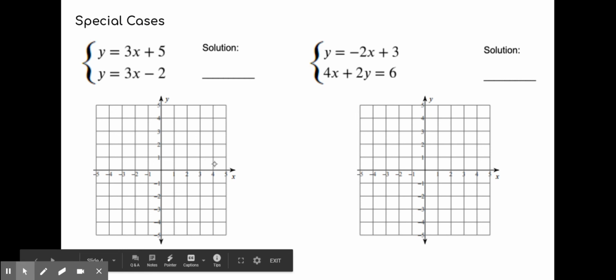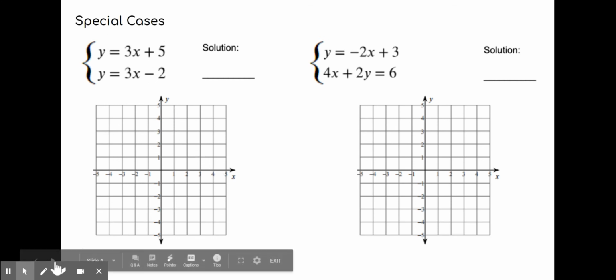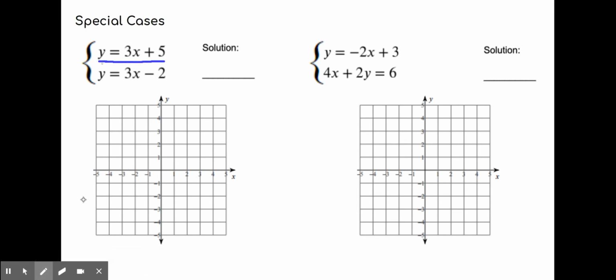Okay, there are two special things besides intersecting that can happen when you have two lines on the same graph. They can intersect, you can have a solution. But let's see what happens in two other cases. So I want you to, first of all, graph the line y equals 3x plus 5.